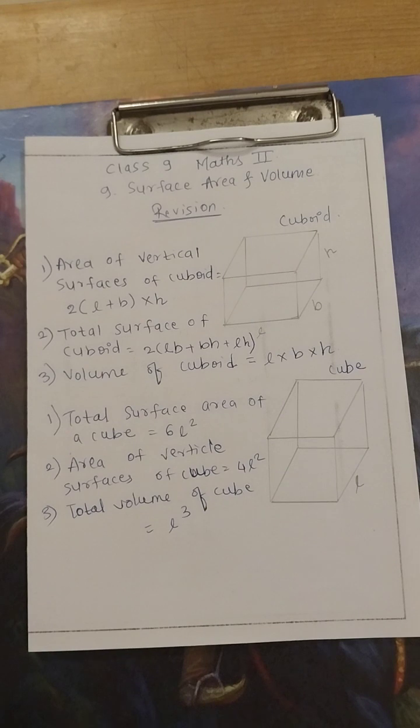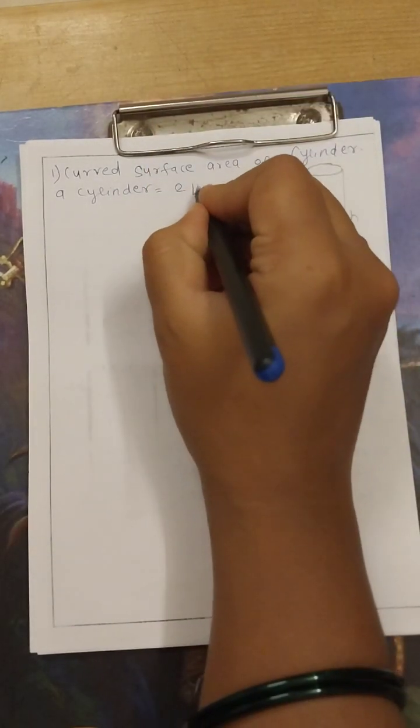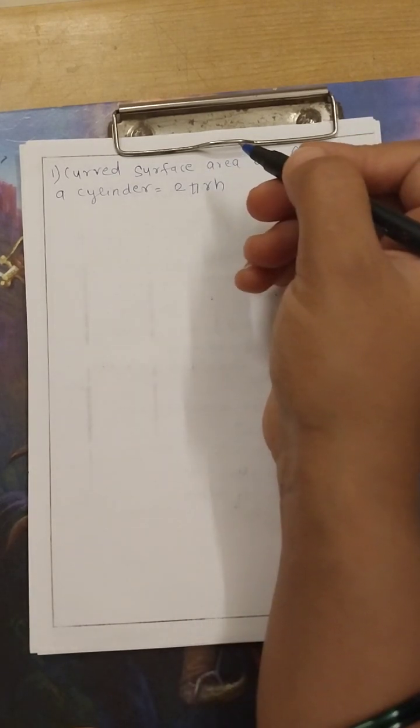Next is cylinder. This is a cylinder with two circles and height. You have to consider the radius R and H for the height of the cylinder. The curved surface area of a cylinder is 2 pi r h. You can consider pi as 3.14 or 22 upon 7, or whatever is given in the question to be considered while solving.